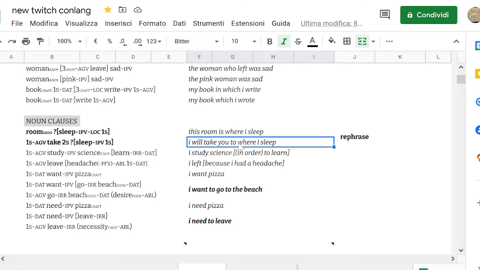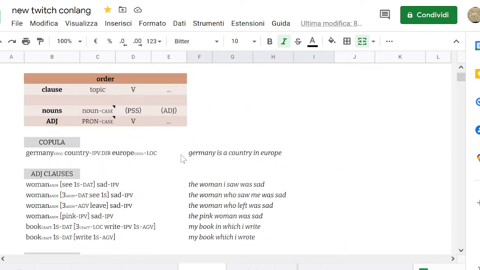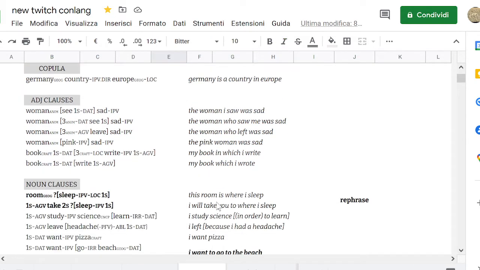Room would be marked dative as the goal of take, and then you'd have a relative pronoun showing that where I sleep describes the room, and so then you're fine, you have the relative pronoun mark the location. And I was thinking, oh, well, that's less compact, but it would be even more compact to say, I will take you to my room.